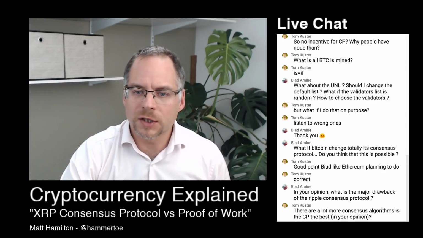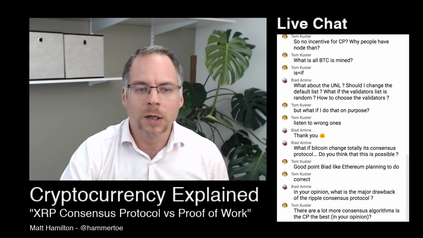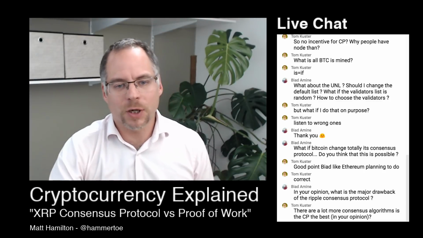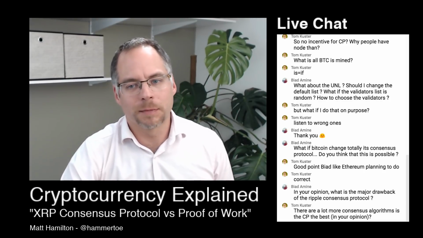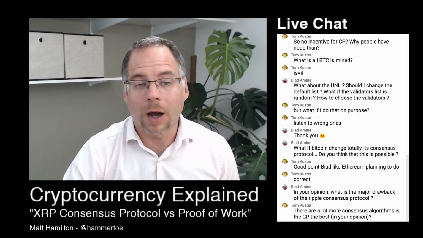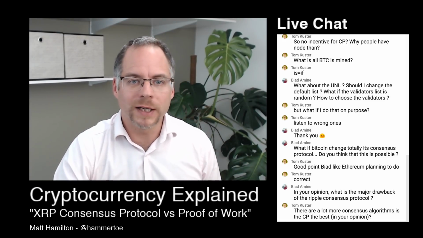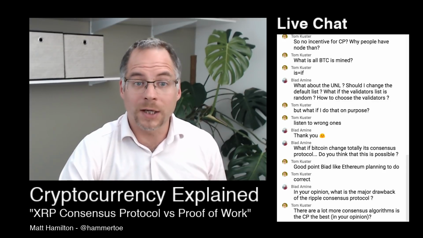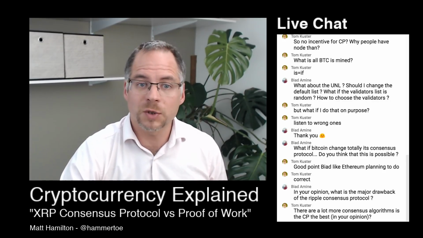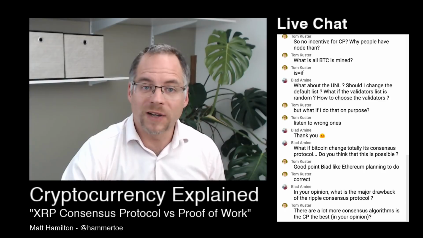There are a lot more consensus algorithms. Is the CP the best in your opinion? So is the XRP Ledger Consensus Protocol the best consensus algorithm protocol? I don't know. There was a recent mathematical study that Ripple released of it, in which they found it wasn't quite as good as they originally thought in certain circumstances. So the amount of overlap required was greater than what they originally expected.